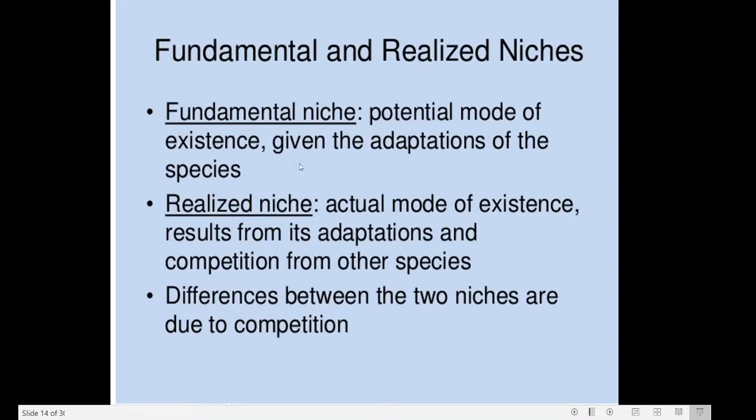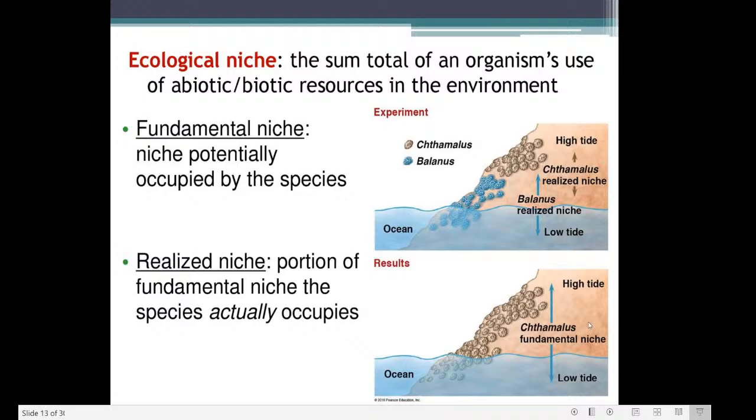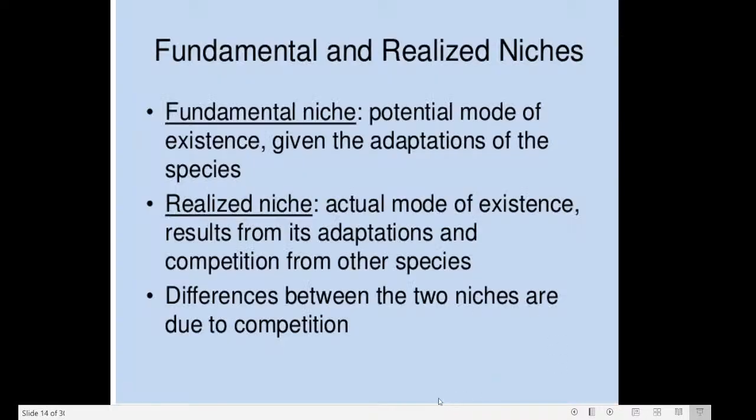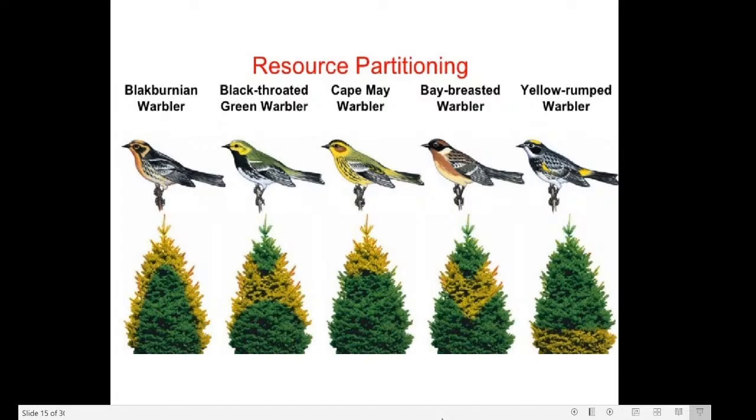Here you can see the fundamental is the potential mode of existence that is fully occupied, and realized is the actual mode of existence, resulting from adaptation to another species. Two species can live in the realized niche. The difference between the two niches is due to competition. There is no competition in the fundamental niche; in the realized niche there is competition.